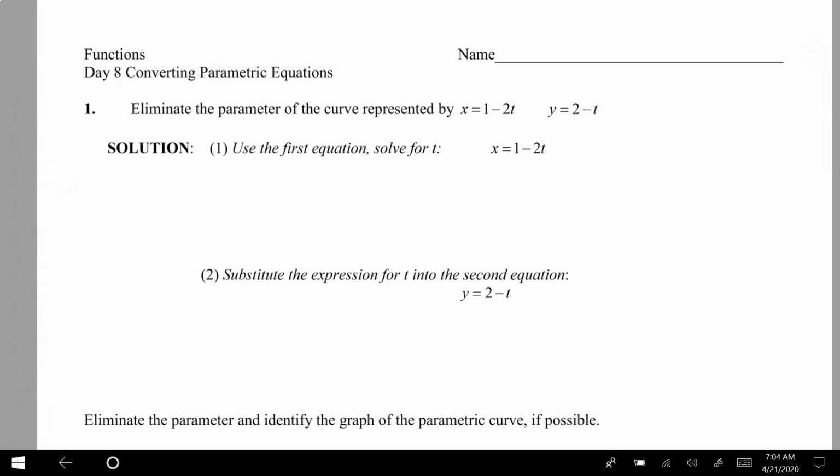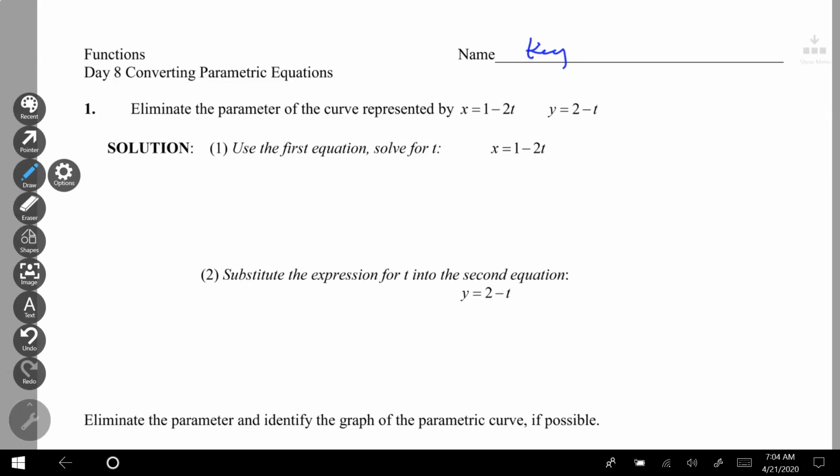Okay, welcome to day 8 of functions, converting parametric equations. Last class we talked about parametric equations where we have two equations, one for x, one for y, both being functions of the input t. And today what we're going to do, we're going to take these two. These are our two parametric equations.